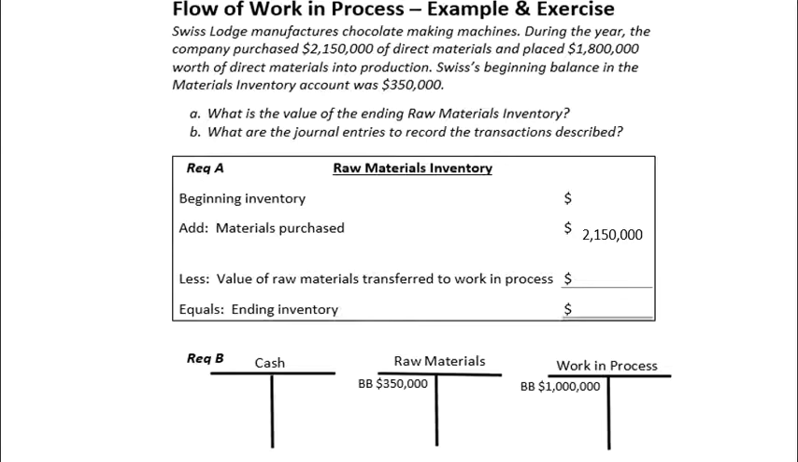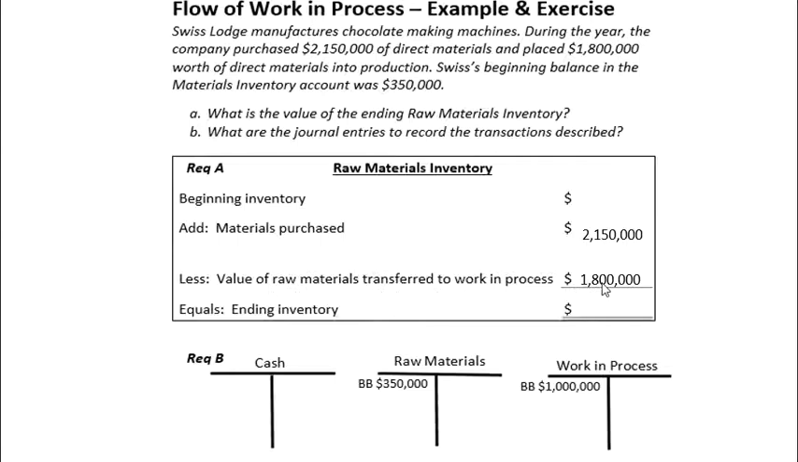We're also told that during the accounting period, the Swiss Lodge placed $1,800,000 worth of direct materials into production. So that means they took $1,800,000 worth of materials out of raw materials and moved it into work in process. So what we're going to do is, again, list that $1,800,000, and that is basically our output, less value of raw materials transferred to work in process.